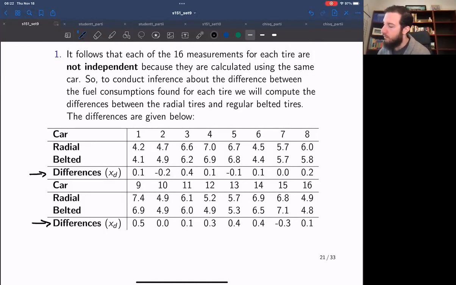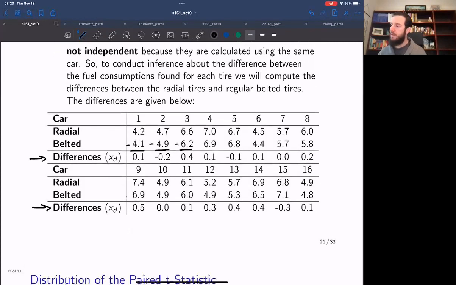measurements, right? So here I have 0.1. That's 4.2 minus 4.1 gives us 0.1. Right? Here I've added negative 0.2. That's 4.7 minus 4.9 gives us negative 0.2. Here we have 0.4, same thing again. So the differences are simply one value minus the other for each of the observations.